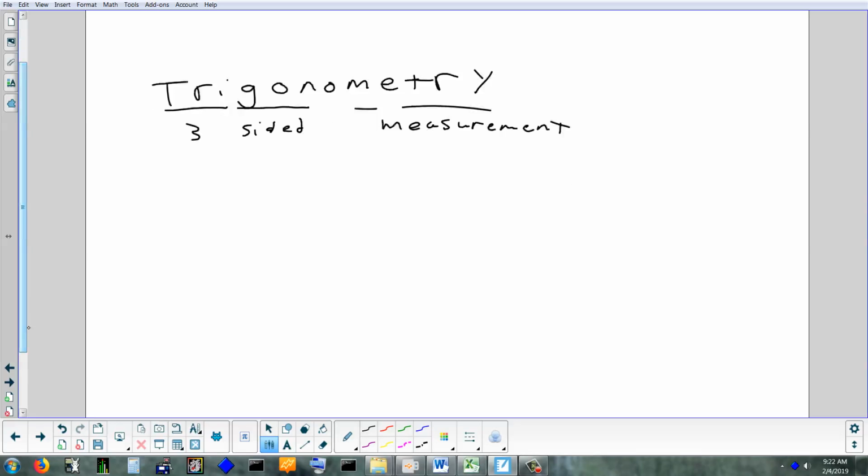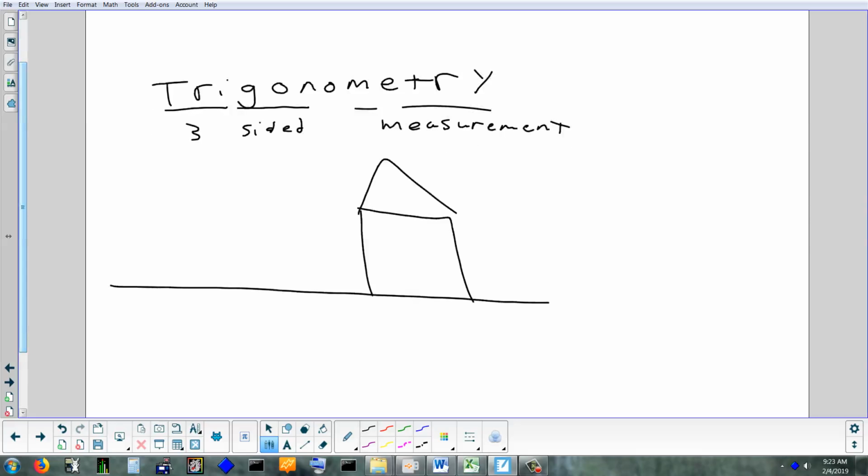So an example of a problem like that would be something like, let's say you had a building, and you're standing right here, and you know that you're 50 feet away from the building. So that distance is 50 feet. And what you want to know is the height of that building. Well, you can find the height of it if you make a triangle, but you have to know a little bit more information than just that. You'd have to know one other thing, like maybe the angle to the top of the roof.